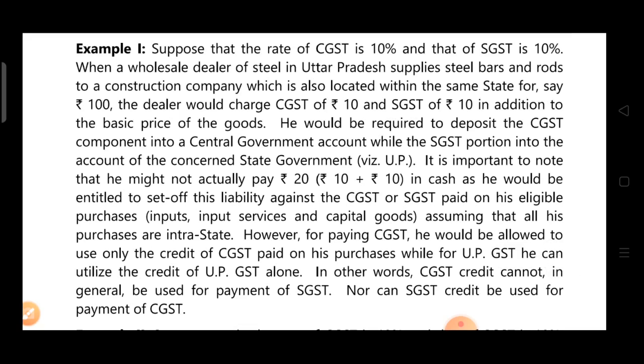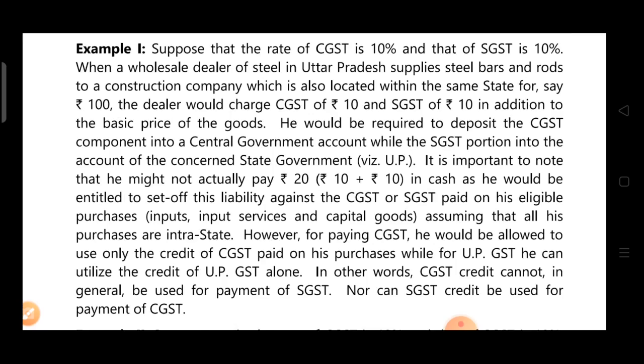It is important to note that he might not actually pay 20 in cash, as he would be entitled to set off this liability against CGST or SGST paid on his eligible purchases, assuming that all his purchases are intrastate. Okay, we are assuming that the wholesale dealer is not the first stage supplier. He has some input taxes, so he'll take the benefit of those input taxes and he'll deposit the net tax to the respective government account.